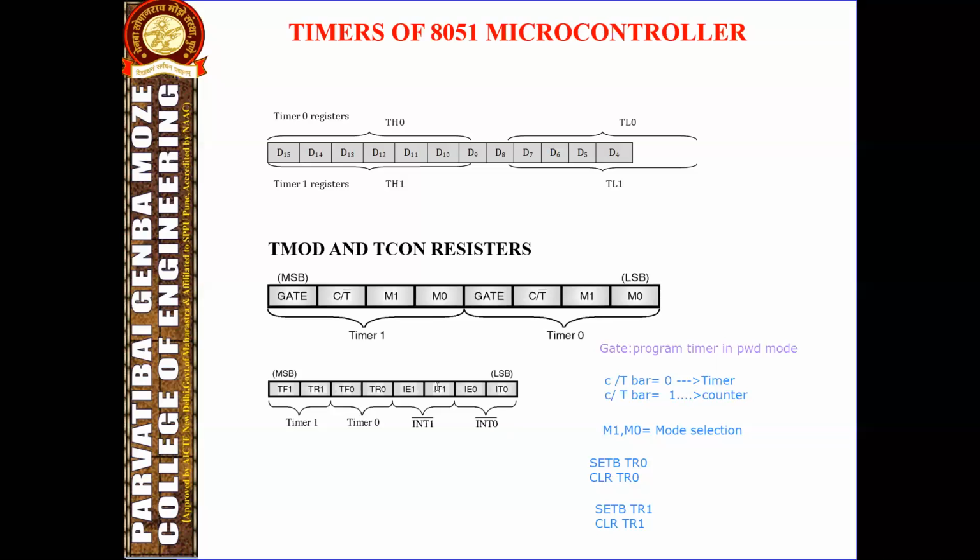IE0 is the interrupt 0 edge flag, set by hardware when the external interrupt edge is detected, or cleared when the interrupt is processed. IT0 is the interrupt 0 type control bit, set or cleared by software to specify falling edge or low level triggered external interrupts. So let's see the modes of operation of the timer one by one.